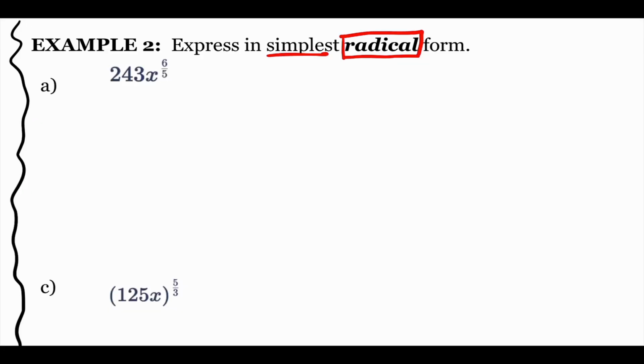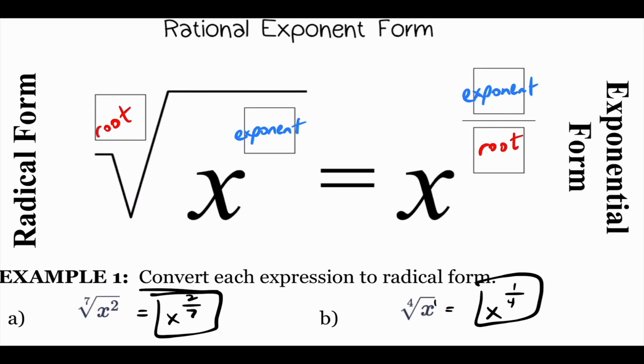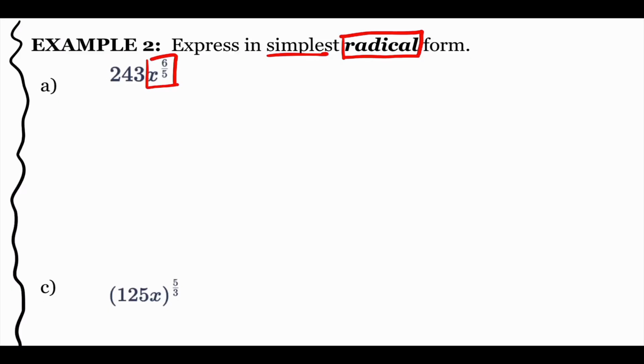Okay, so my question is, who has that power? Is it 243 and x, or is it just x? Just x, right? X is the only one that has that power. So 243 doesn't get changed, we don't have to do that. 243 is just hanging out on the outside. X, we're going to have to change. So we have 6 powers, 5 is the root.